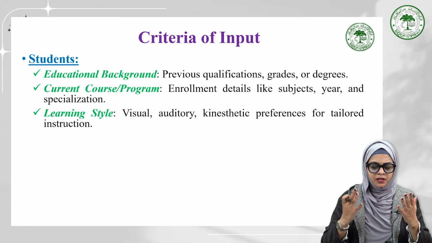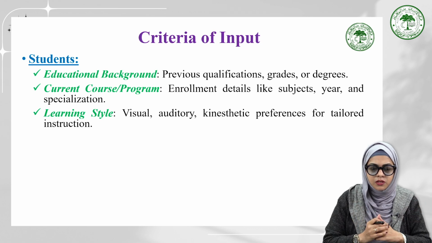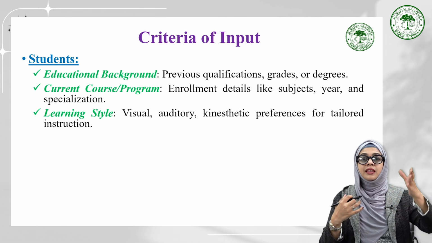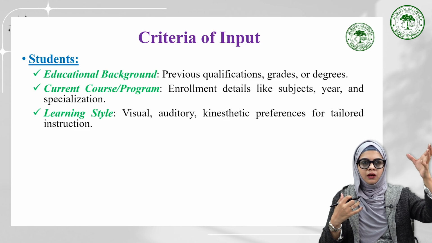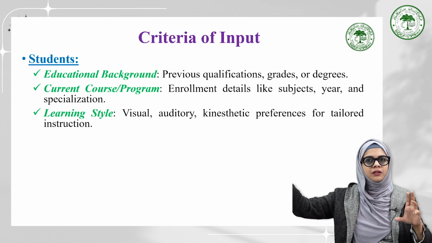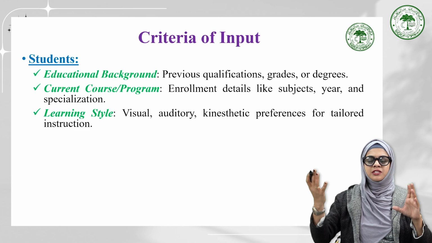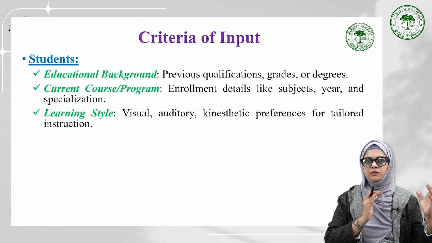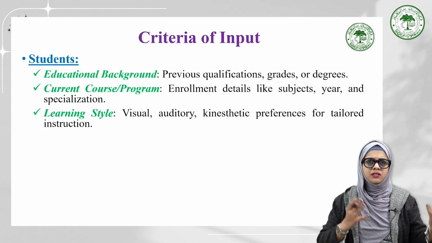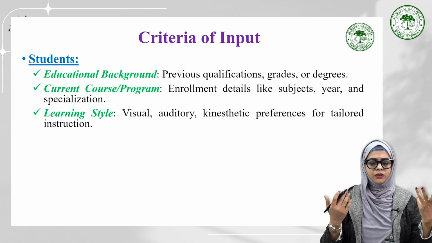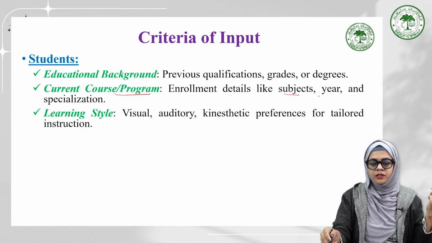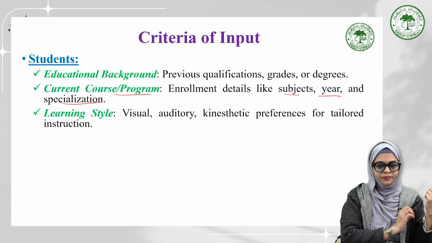What is the criteria related to the students? First comes the educational background. We should know the previous qualification, or basically this is where the initial behavior of the student should be known to the curriculum planner. Then only we can plan for the terminal behavior, that is the output. What is the previous qualification? What is the prior knowledge? What grade are they in? What kind of degree program is it? Is it undergraduate, postgraduate? Then we have to talk about the current program, the enrollment, like the subject or the year or any specific specialization.